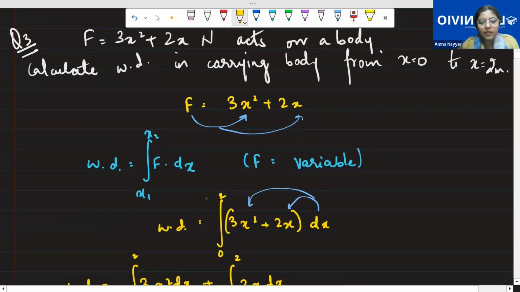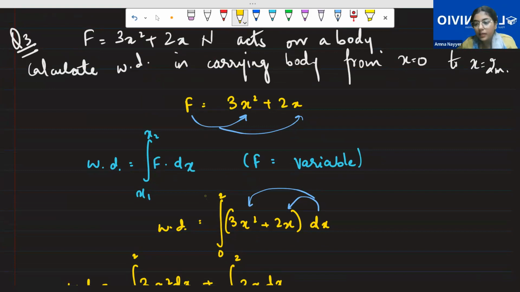Please copy down this. Then we will move on to the graphs. One kind of question that comes from this topic, these are the graphs. So graphs we'll see. Please write.